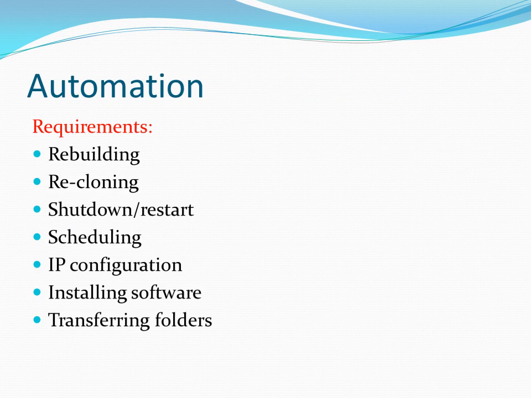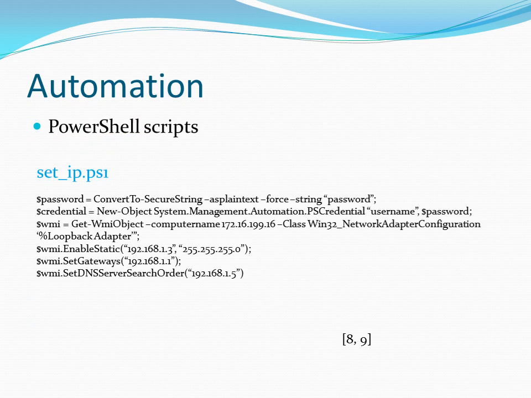So what are the requirements of automation? We obviously need to rebuild or reclone the computers in the laboratory, as I've just outlined above, and we might need to shut down the computers at certain times of day and restart them, for example, before starting a rebuild. We might want to schedule some of these tasks, and as I've mentioned before, we might want to set up the IP addresses on various adapters. We might also want to install software centrally from the server. We might also want to transfer folders that are stored on the server to the machines within the laboratory, and we might want to do this to selected machines, not all of them.